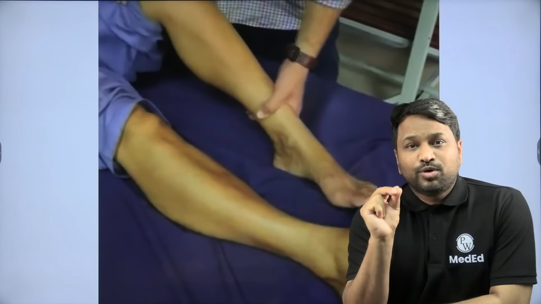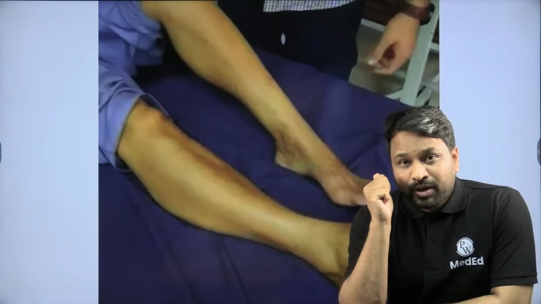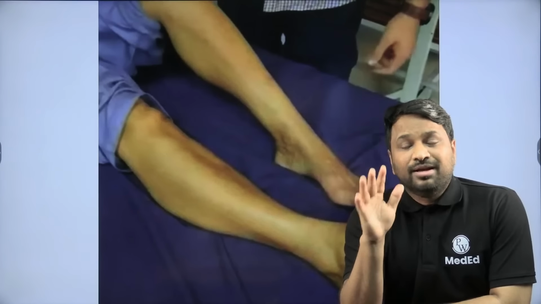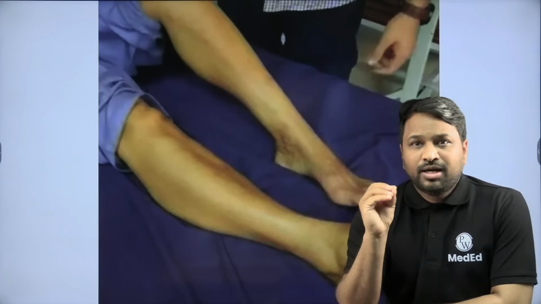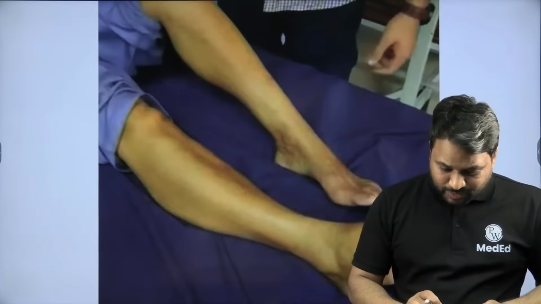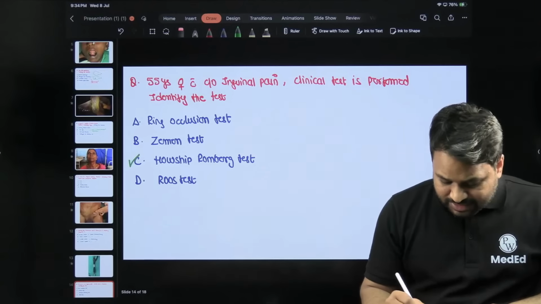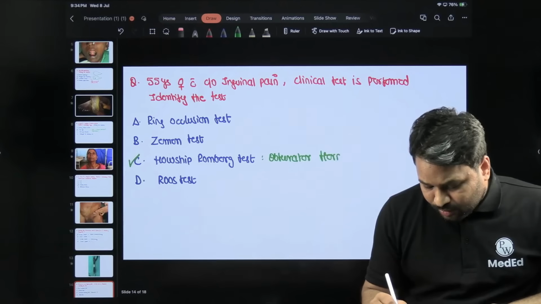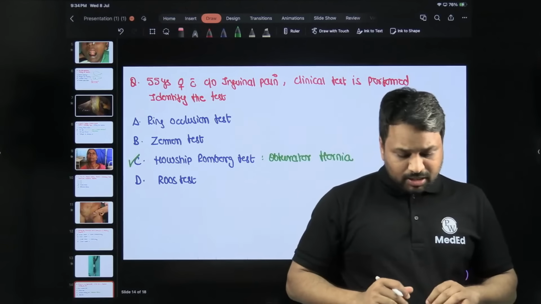In which condition would you see all this, and what is this test called? So, you've done abduction, you're doing an internal rotation, and then you are extending the limb, and all three maneuvers are causing pain. If all three maneuvers are causing pain, what do you think is the problem here? And the answer to this question, I know you have guessed it right. This is your Hausche-Bromberg sign, which is seen in obturator hernia, right? So this is your Hausche-Bromberg sign, and this is what we call your obturator hernia.